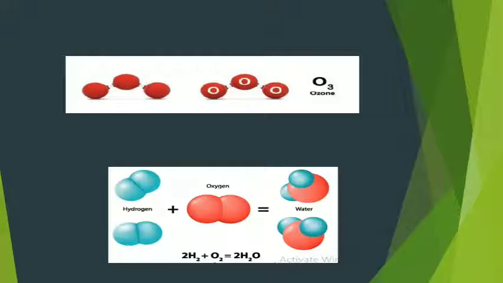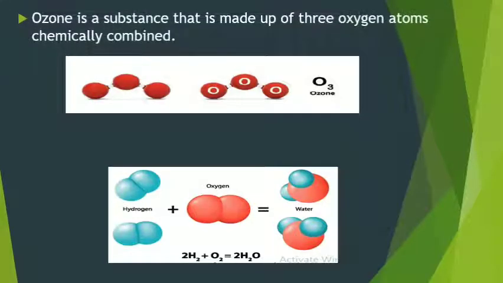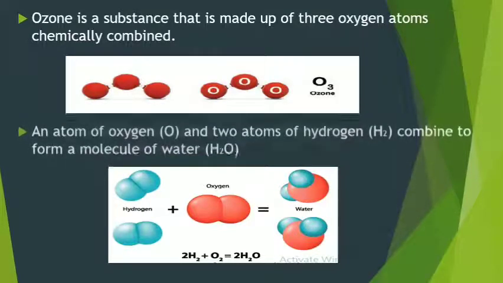For your better understanding, some more examples are given here. One example which we are going to see is ozone. Oxygen is different from ozone. Oxygen molecule consists of two oxygen atoms, but ozone molecule consists of three oxygen atoms. When three oxygen atoms chemically combine, they form an ozone molecule. And one more example is water. Yes, water is a molecule.